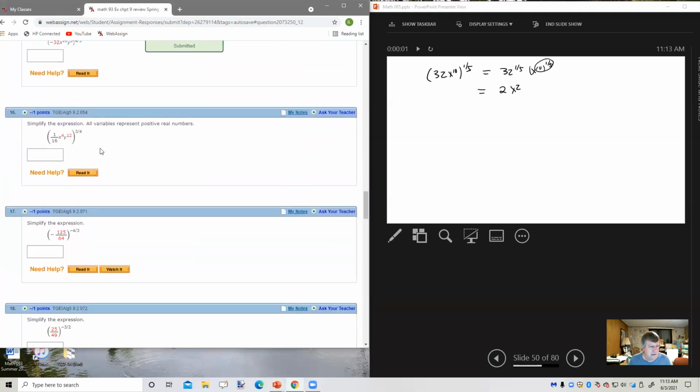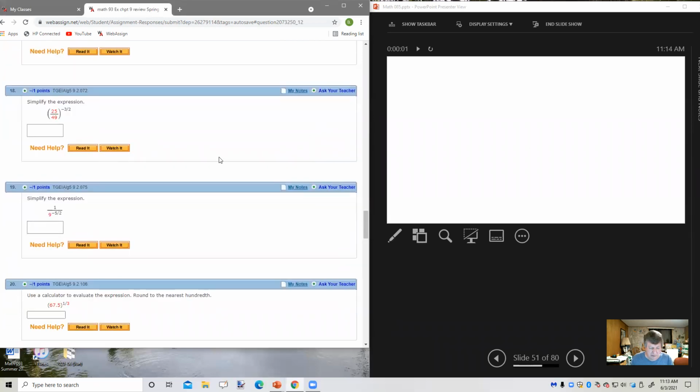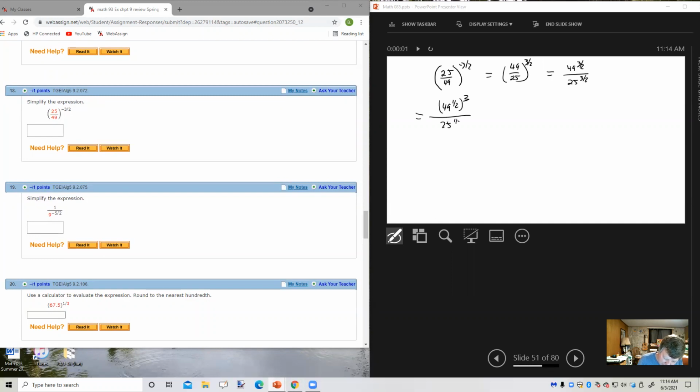Let's go down. Let's look at 18. 25 over 49 to the negative 3/2 power, which would be 49 over 25 to the positive 3/2 power, which would be 49 to the 3/2 power over 25 to the 3/2 power, which would be 49 to the 1/2 power cubed over 25 to the 1/2 power cubed. 49 to the 1/2 power is 7, so 7 cubed. 25 to the 1/2 power is 5, so 5 cubed.